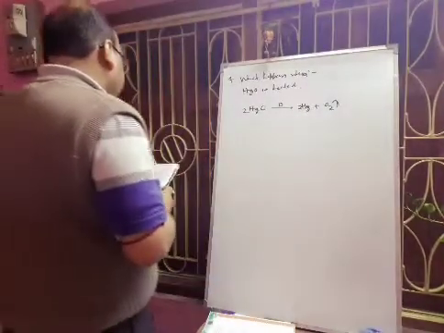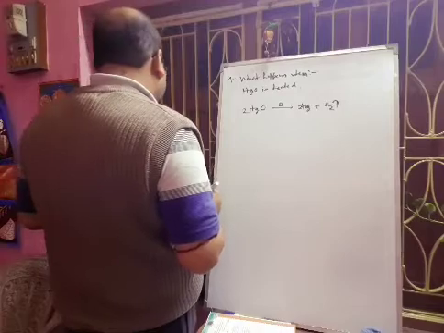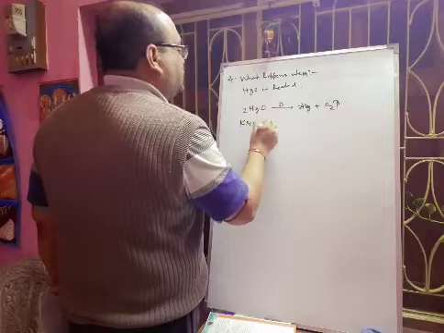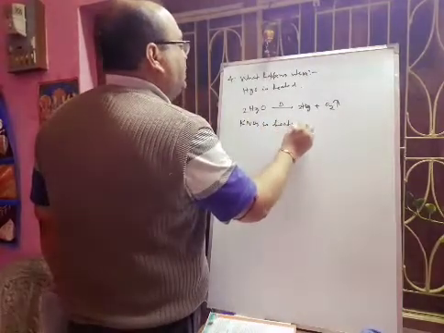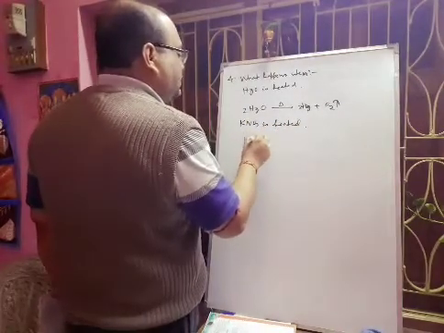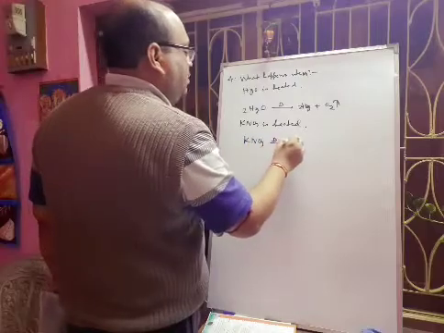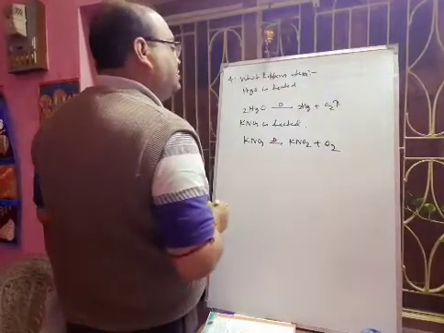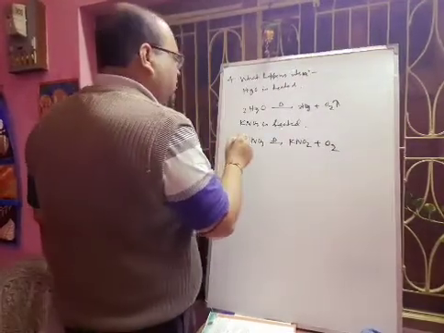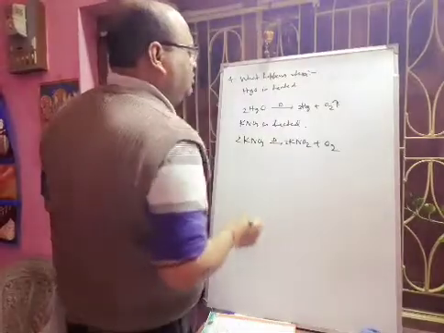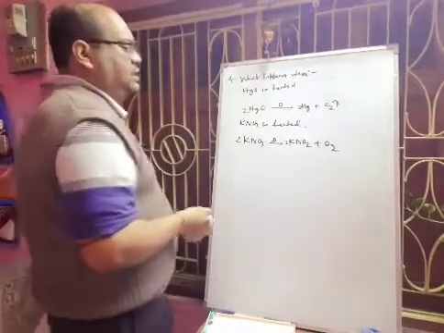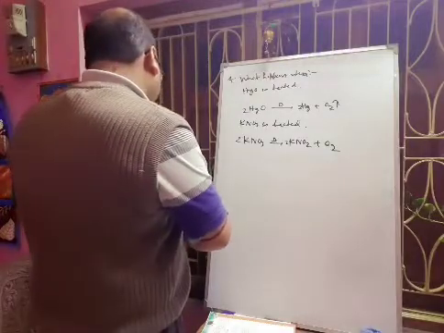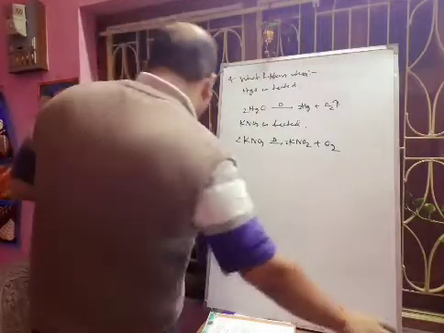Another is given that potassium nitrate, KNO3, is heated. Mainly you have to give the reaction. So if you heat the potassium nitrate, then it will form potassium nitrite plus oxygen. Here you have to put 2, then you have to put 2, now it is balanced. So this type of questions are also important for your exam purpose.